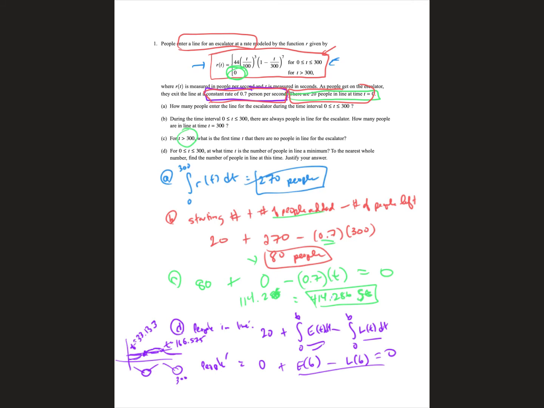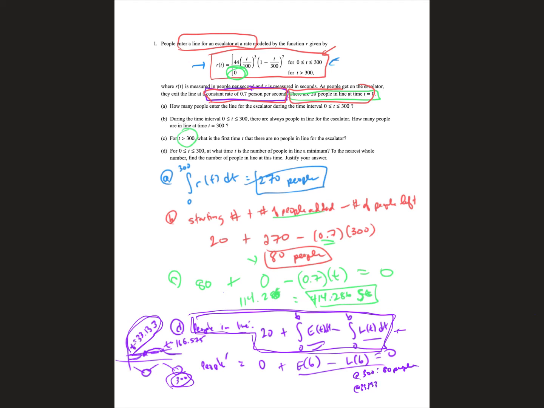So I'm going to take these two numbers, 33.133 and 300, and I'm going to plug them into the people in line equation that I came up with to see which one gives me the smaller number. Well, I've already done the 300 people. That was in part B. So at 300, there were 80 people in line. So when I do this calculation for the 33.133, I get 3.803, which is definitely less than 80. So the minimum occurs at time equals 33.133 seconds.